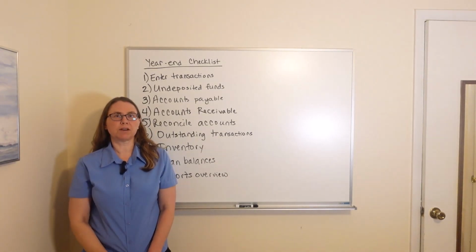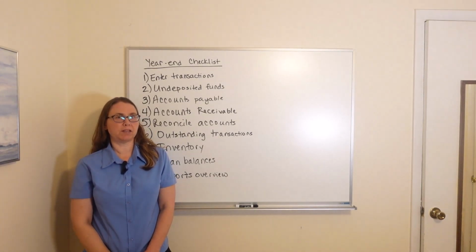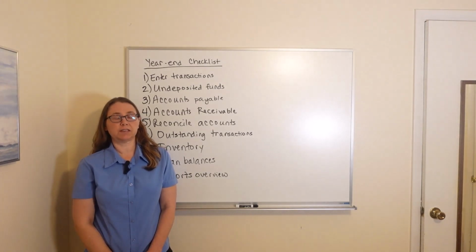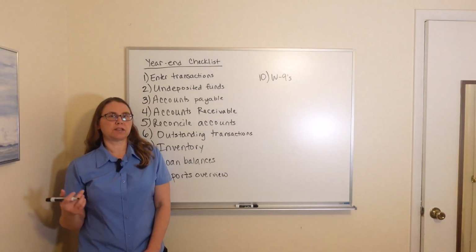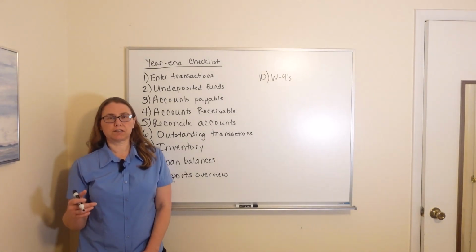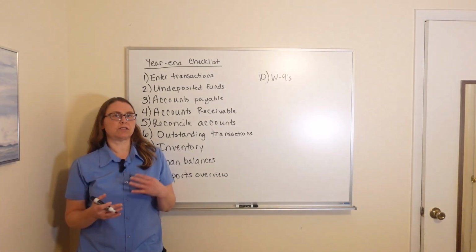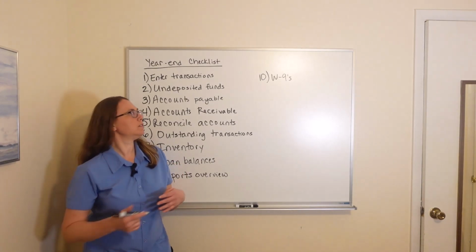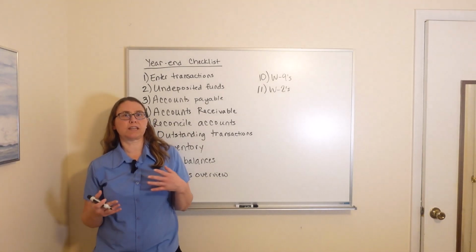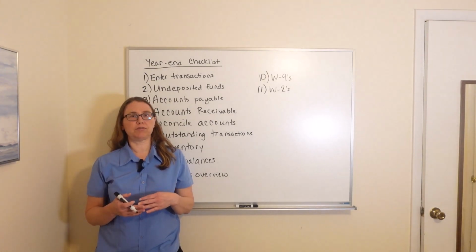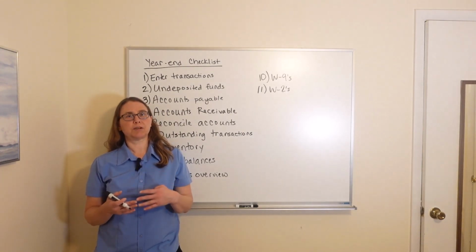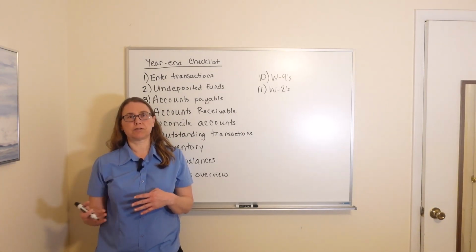And then another thing I'm going to want to do is look at vendor payments and make sure any W-9s are on file. Another thing I like to do is look at the payroll transactions and make sure the W-2s are correct. And if possible, I also like to check with employees and make sure their address is correct in the system so that their W-2 goes to the right place, especially if I know that they moved during the year.